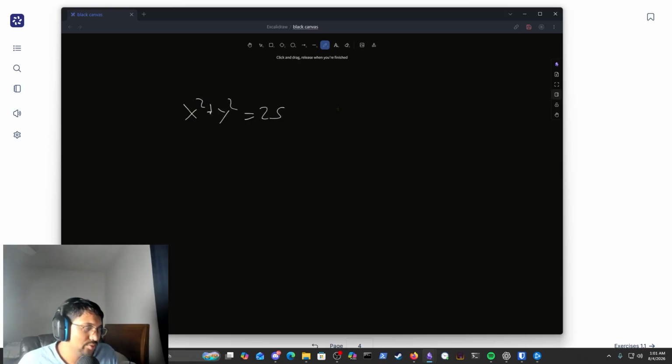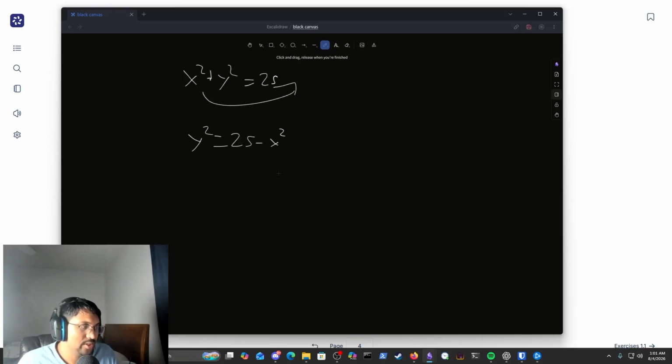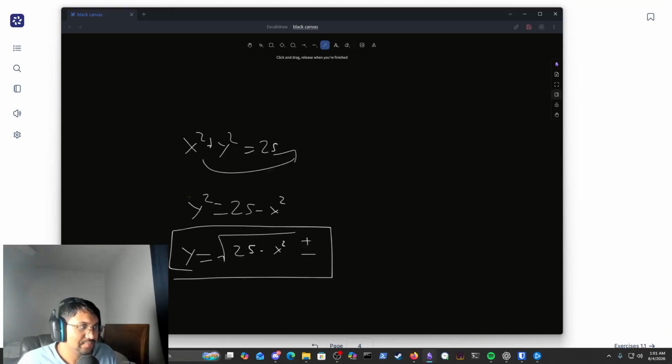x squared plus y squared equals 25, right? And you're asked to find the explicit solution. It's just simple algebra. If we're solving in terms of y, we'd move x squared to the other side, so we get y squared equals 25 minus x squared, and then we would square root both sides. So we get y equals the square root of 25 minus x squared, plus or minus, and we would say that this is the explicit solution in terms of y.